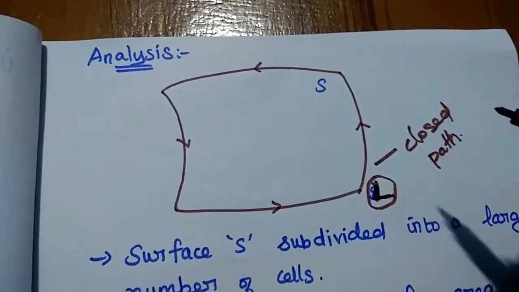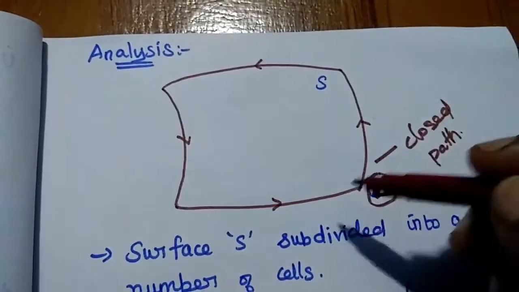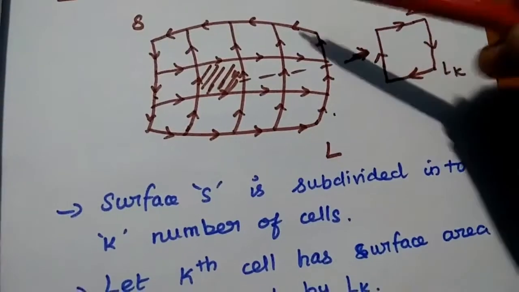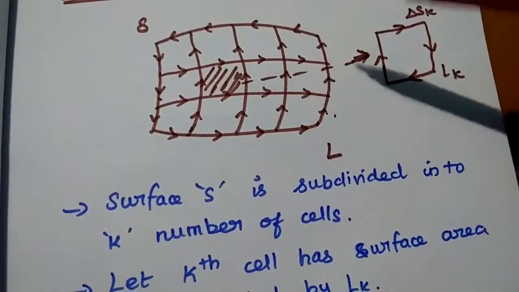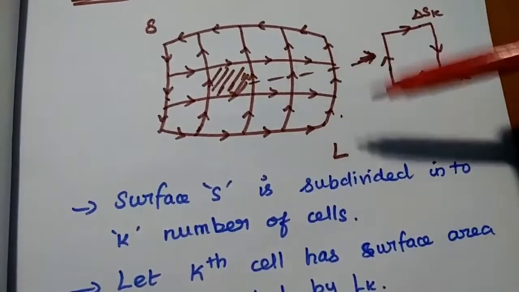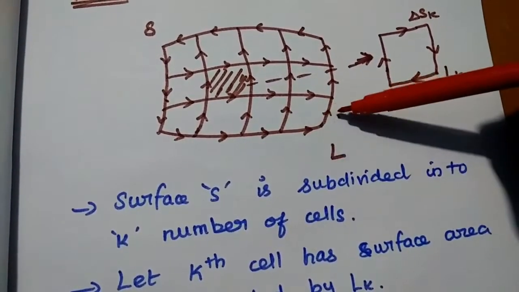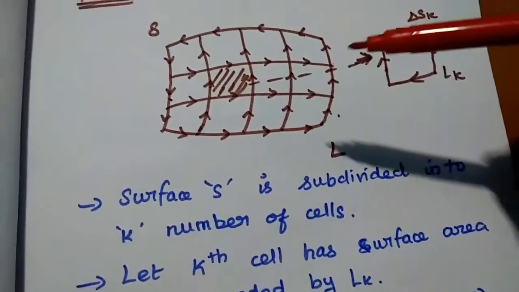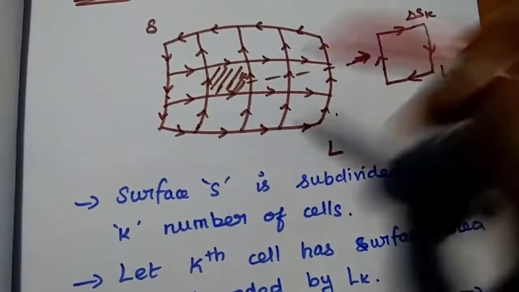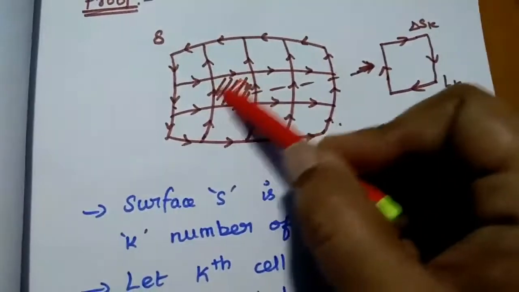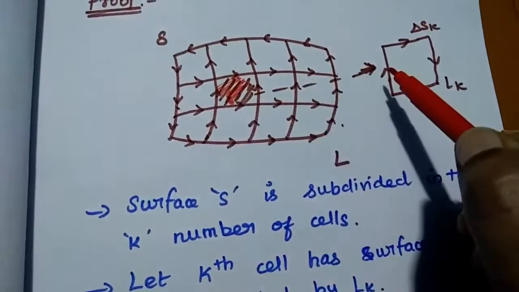Now we are going to subdivide this surface into different cells like this. We have subdivided the surface S into k number of cells, a large number of cells. This arrow mark defines the flow of charges, in which direction it is flowing. So here we have to consider one loop, the kth loop. Consider this as the kth loop, so I can take this loop alone outside.